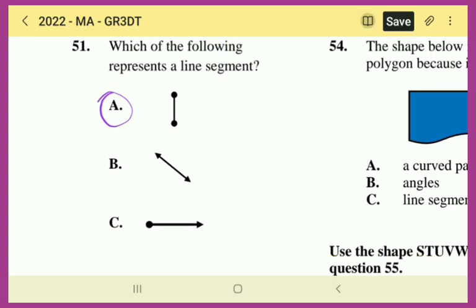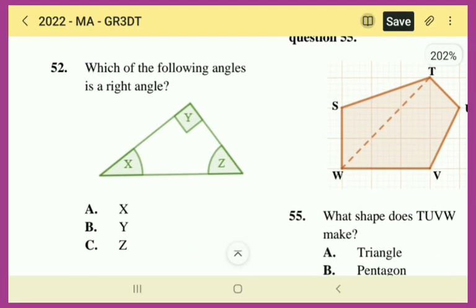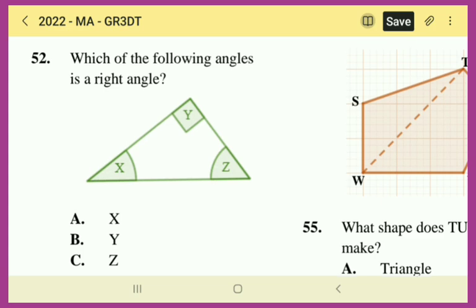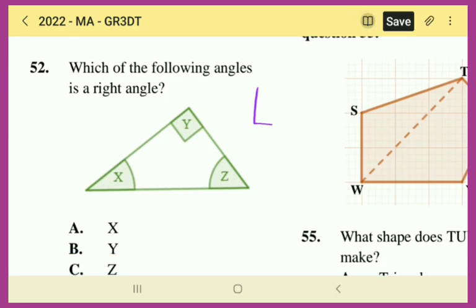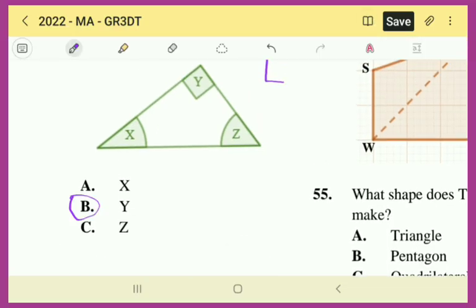Let's move on to 52. Girls, where are you? Which of the following angles is a right angle? All right, remember right angles will fit into anything looking like an L. Get it? Which is a right angle? Is it X, Y, or Z? Good job, the answer is Y. If you were to bring it here for a right angle, this is closing in. Once it goes in, it's less than a right angle.